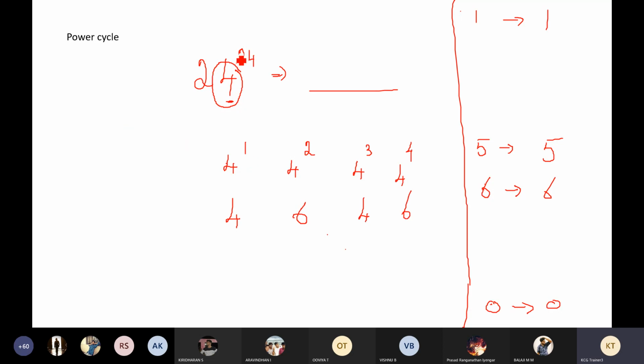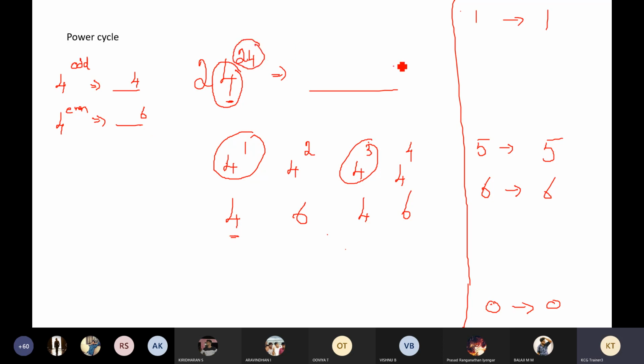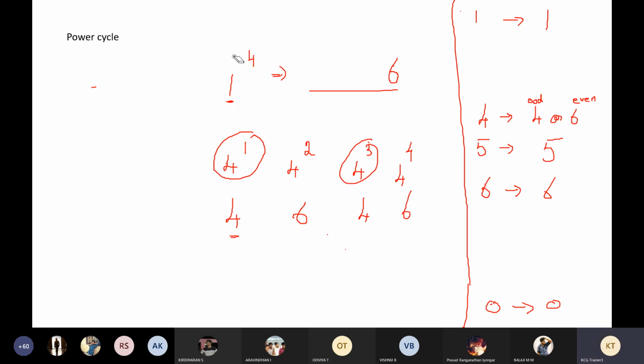So the logic is, if a number ends in 4, if the power value is odd, then the last digit is 4. See, 4 power 1, last digit is 4. 4 cube, last digit is 4. Similarly, 4 power even, the last digit is 6. So here the power value is 24, which is an even number. So my answer is 6. So if it ends in 4, the last digit is either 4 or 6. If the power value is odd, 4. If the power value is even, it is 6. People, excellent. Very good.